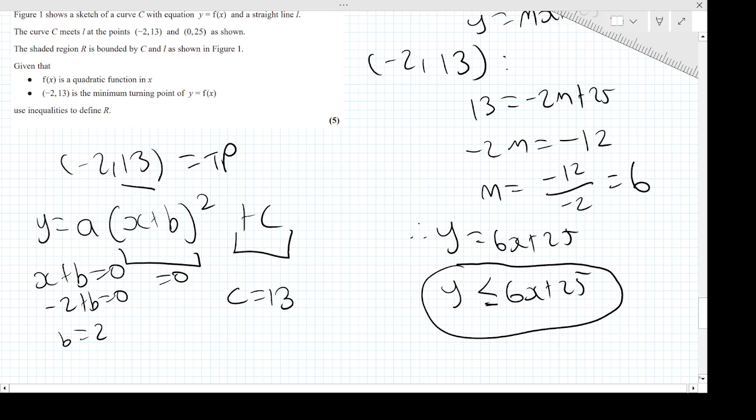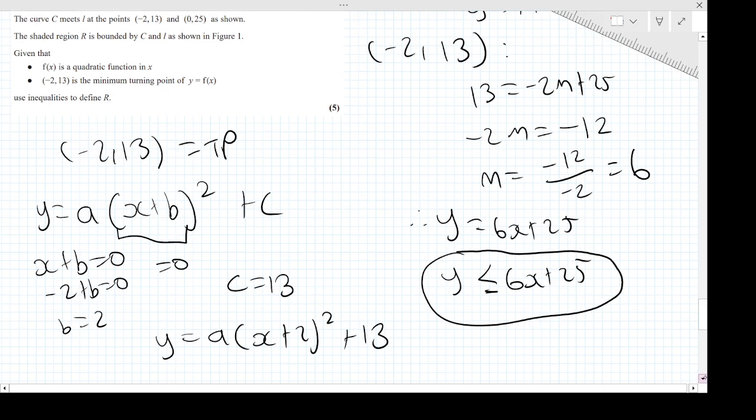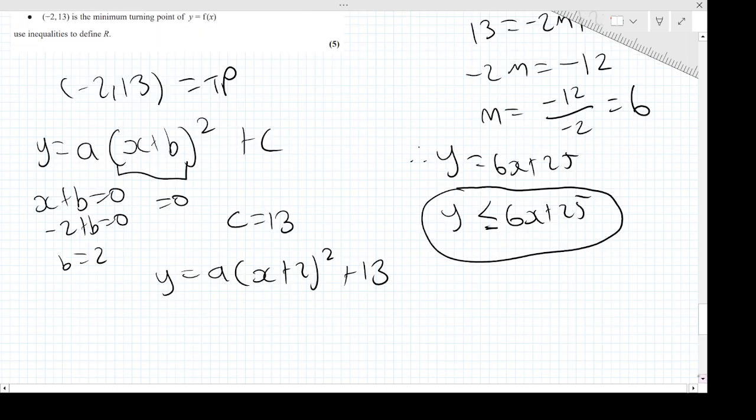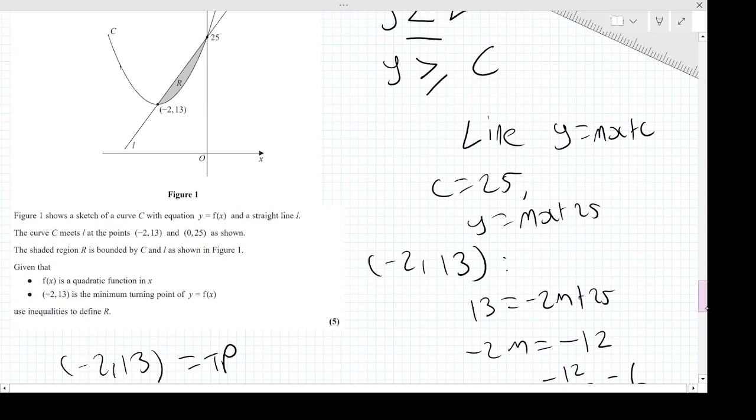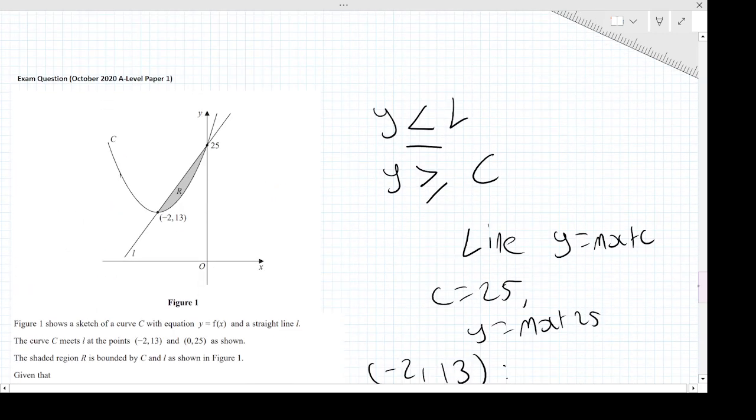Because this is y, by the way. The y equals the whole expression. So when that whole bracket is equal to 0, I'm just left with plus c. So the y coordinate of 13 has to be c. So we could fill in these values of b and c. So y is a lots of x plus 2, all squared, plus 13. And remember, we can get back to the quadratic by expanding the bracket. But before we do that, we need to find a.